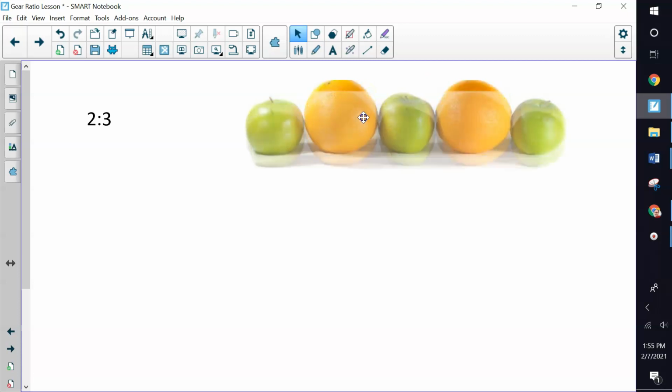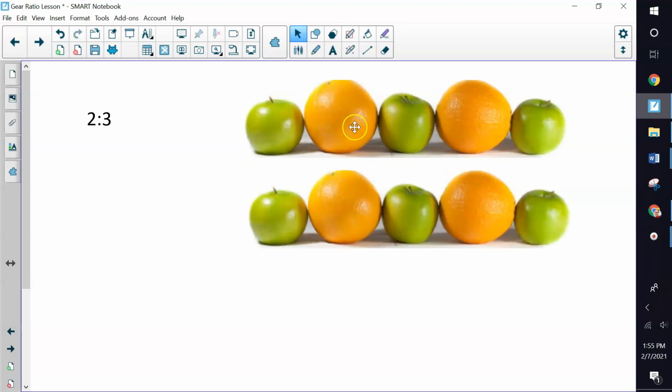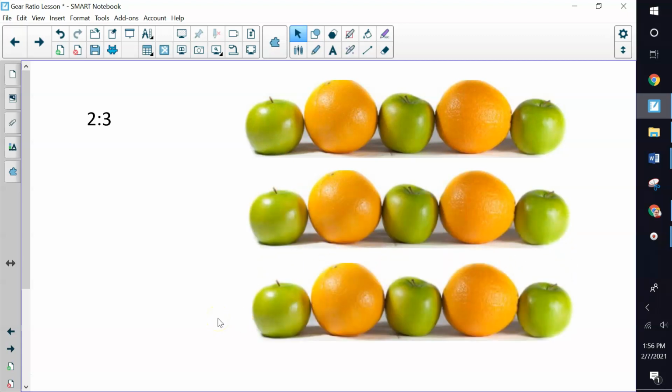So it could look like this. Now we have 4 oranges and 6 apples. Do we still have the same ratio of 2 to 3? Yes, because for every 2 oranges, there are 3 apples in each case, even if we had more. Now we have 6 oranges and 9 apples. So 6 to 9 is the same as 2 to 3, because for every 2 oranges, there are 3 apples.